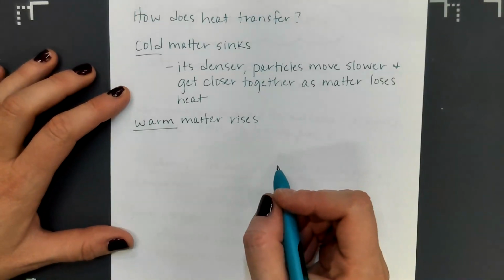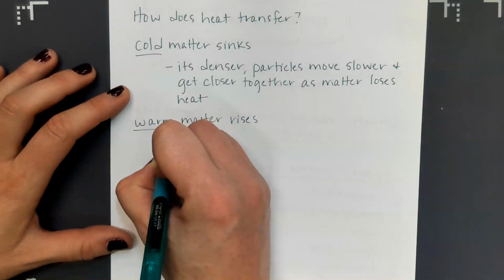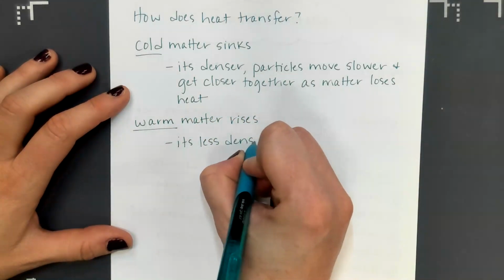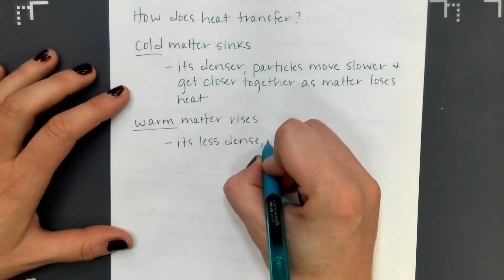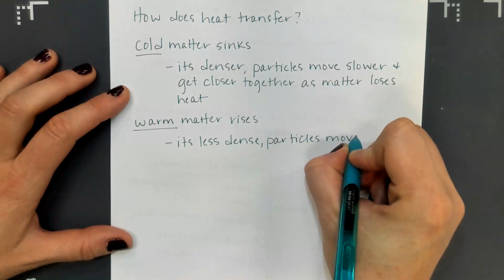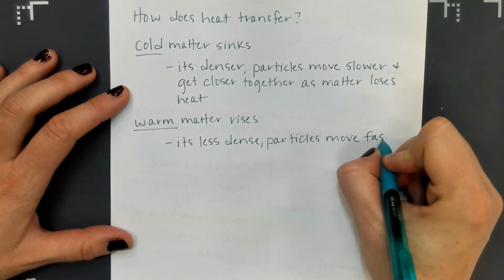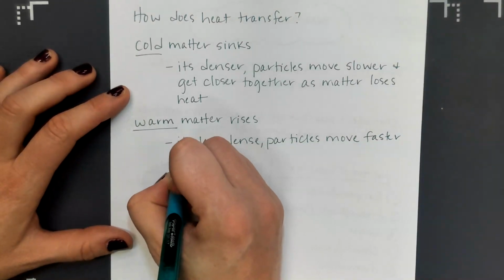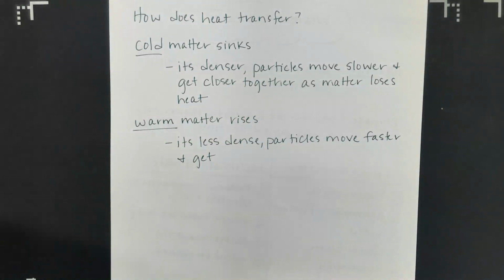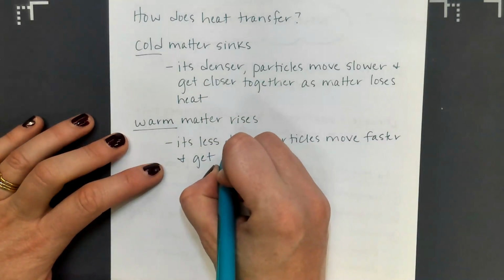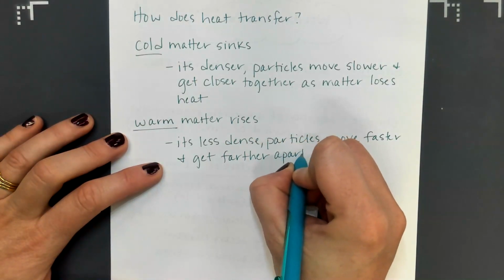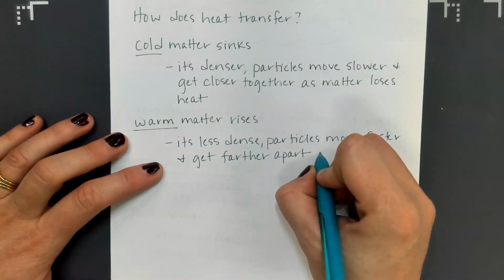It becomes less dense. The particles are moving faster, and then they get farther apart because they're like bumper cars, right? When they're moving faster, they hit each other harder and then ricochet, so they get farther apart as matter gains heat.